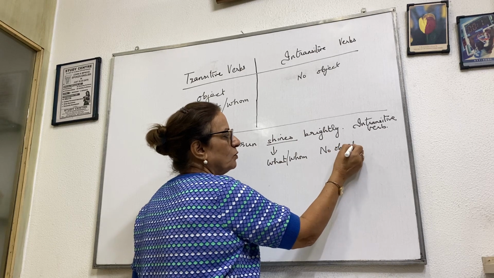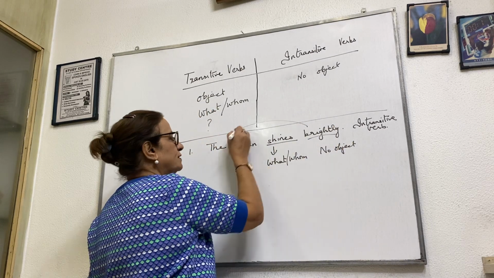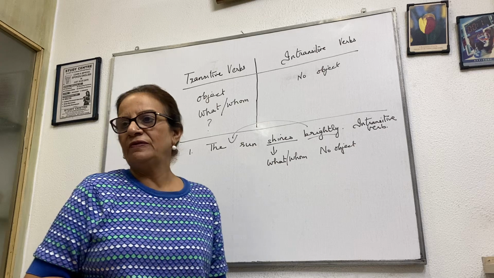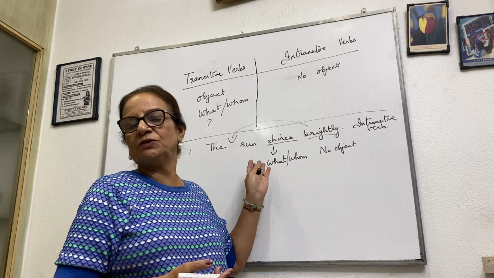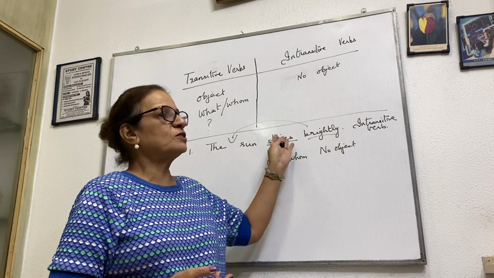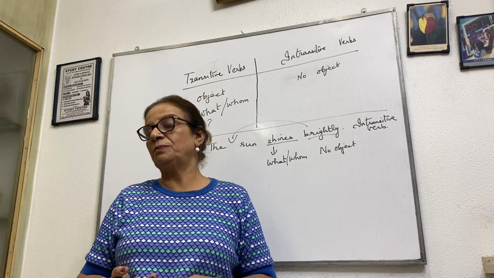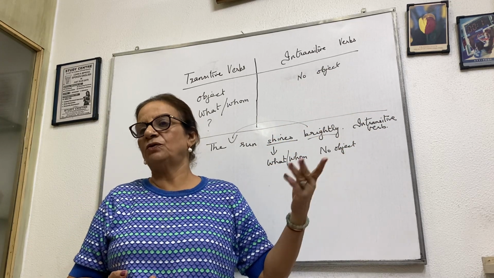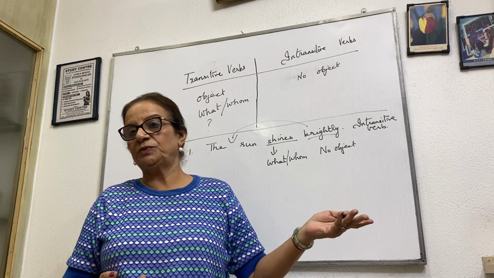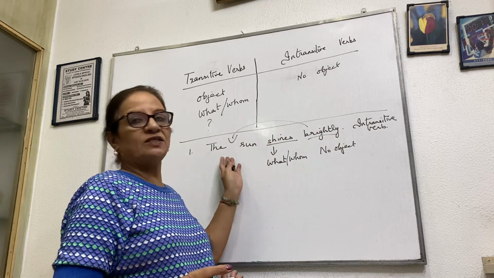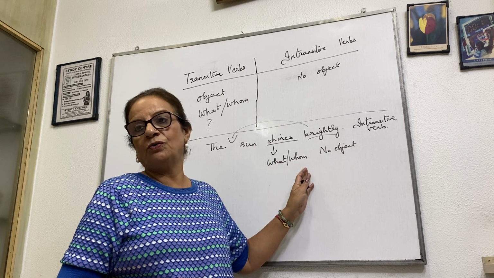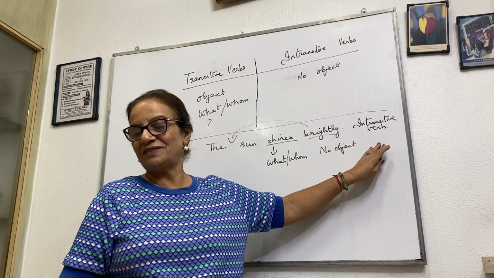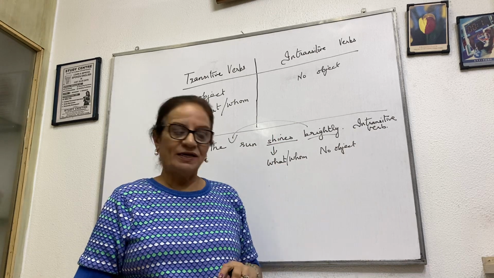Now what is this brightly? It is telling about the sun itself. The sun shines brightly. It's telling about the subject only. The verb is not passing over to any other thing or person, which would be the object. Brightly is about the sun only, so it is not answering what or whom, so it is intransitive. Now let's try another one.